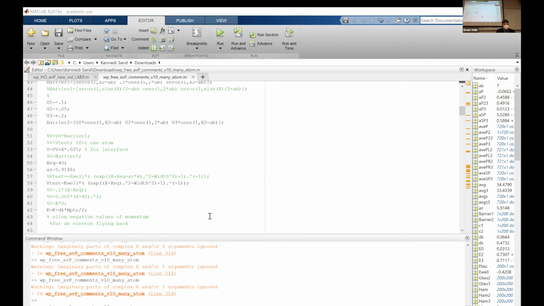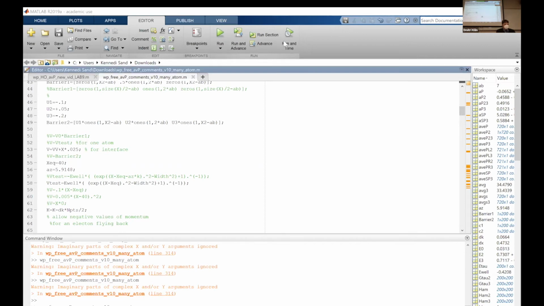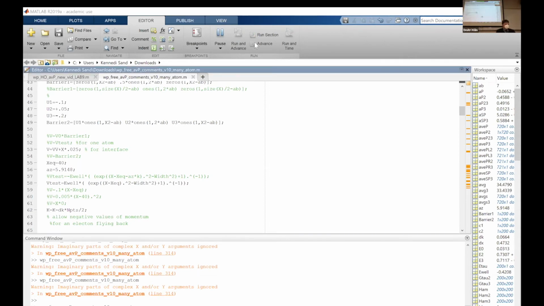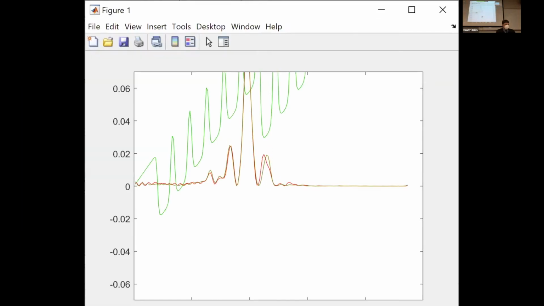When I'm going to share screen, it asks whether I want to share the whole desktop or a specific application. You can't see my figures right now? No, I can see only the command line and the program. Now I see. Okay, very good. Now I see the figure.